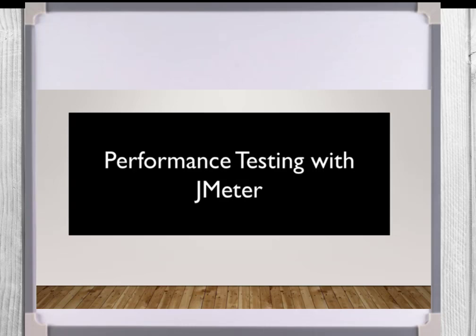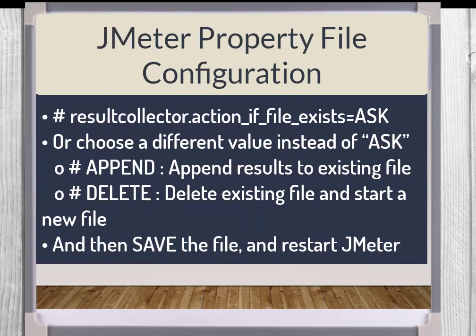If you choose to update the property configuration file, then do the following in JMeter properties file. First, uncomment the property line by removing the hashtag or hash mark. You can choose a different value instead of ask. You could use append or delete, and then save the file and restart JMeter.